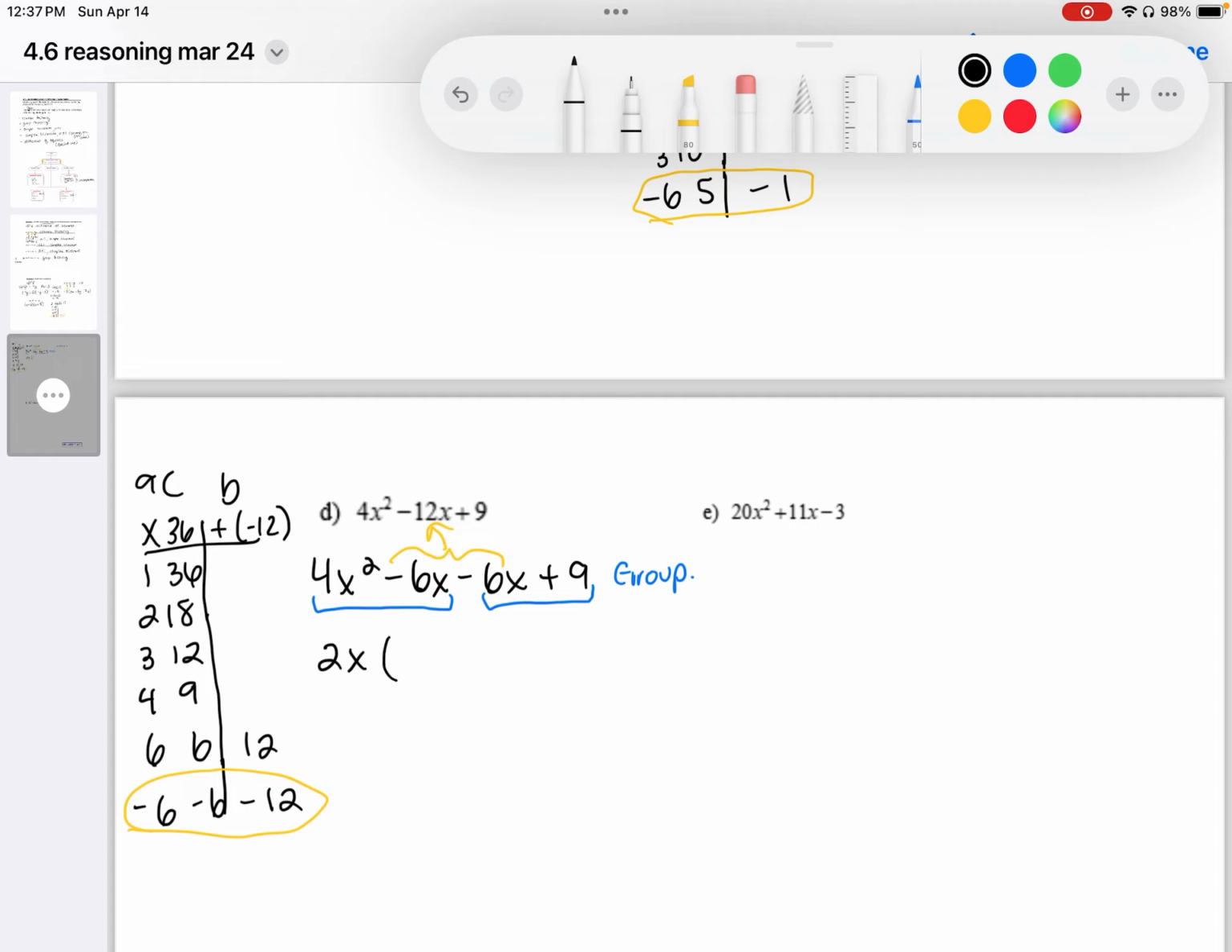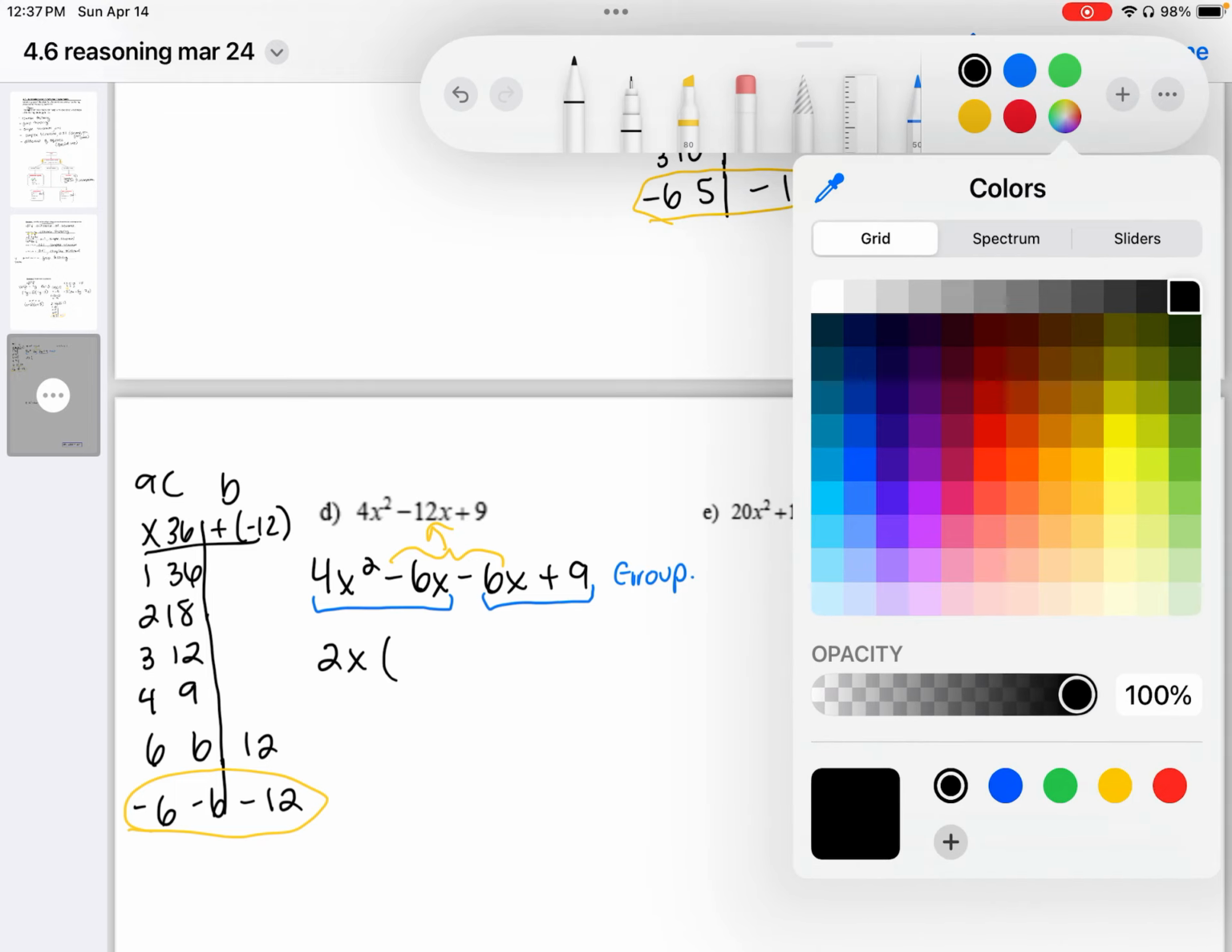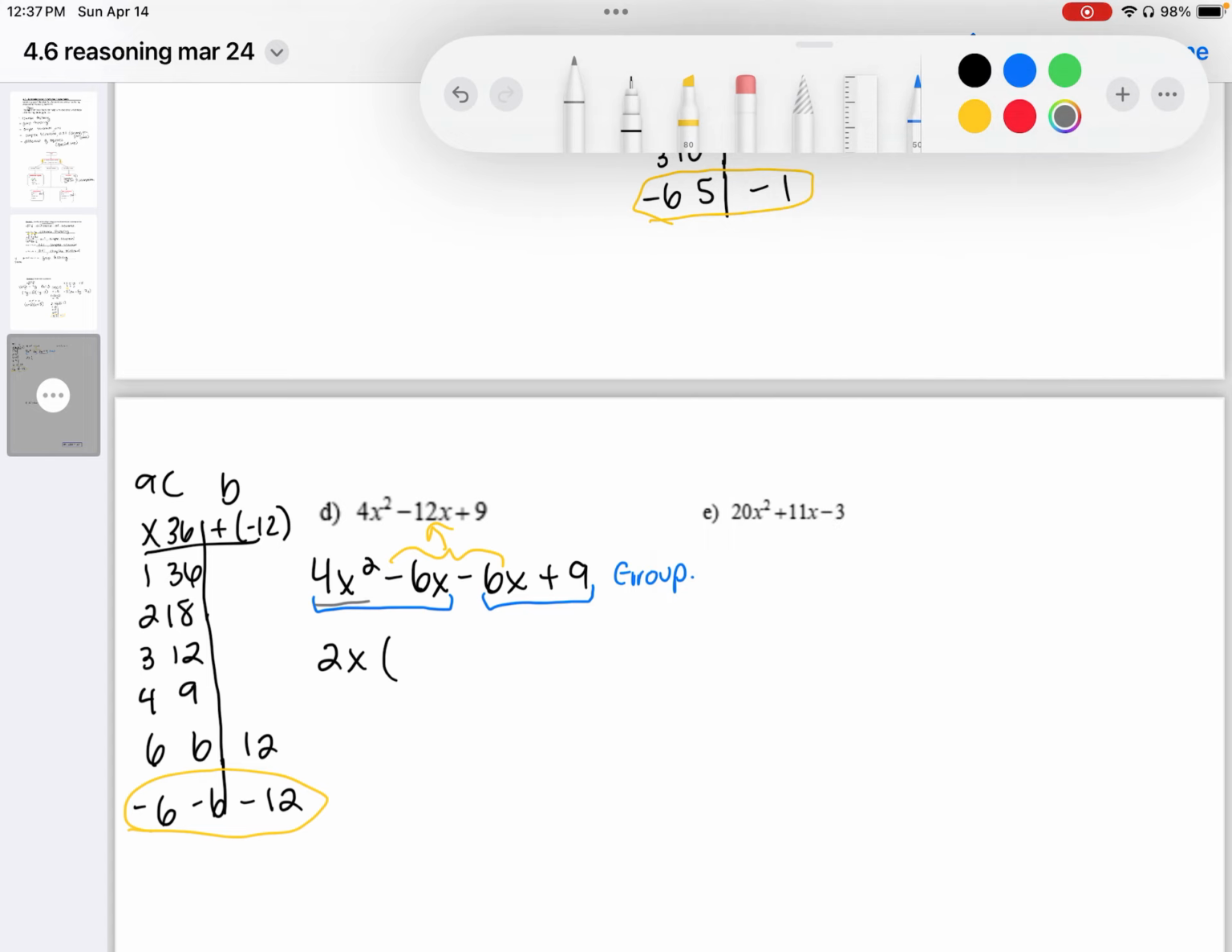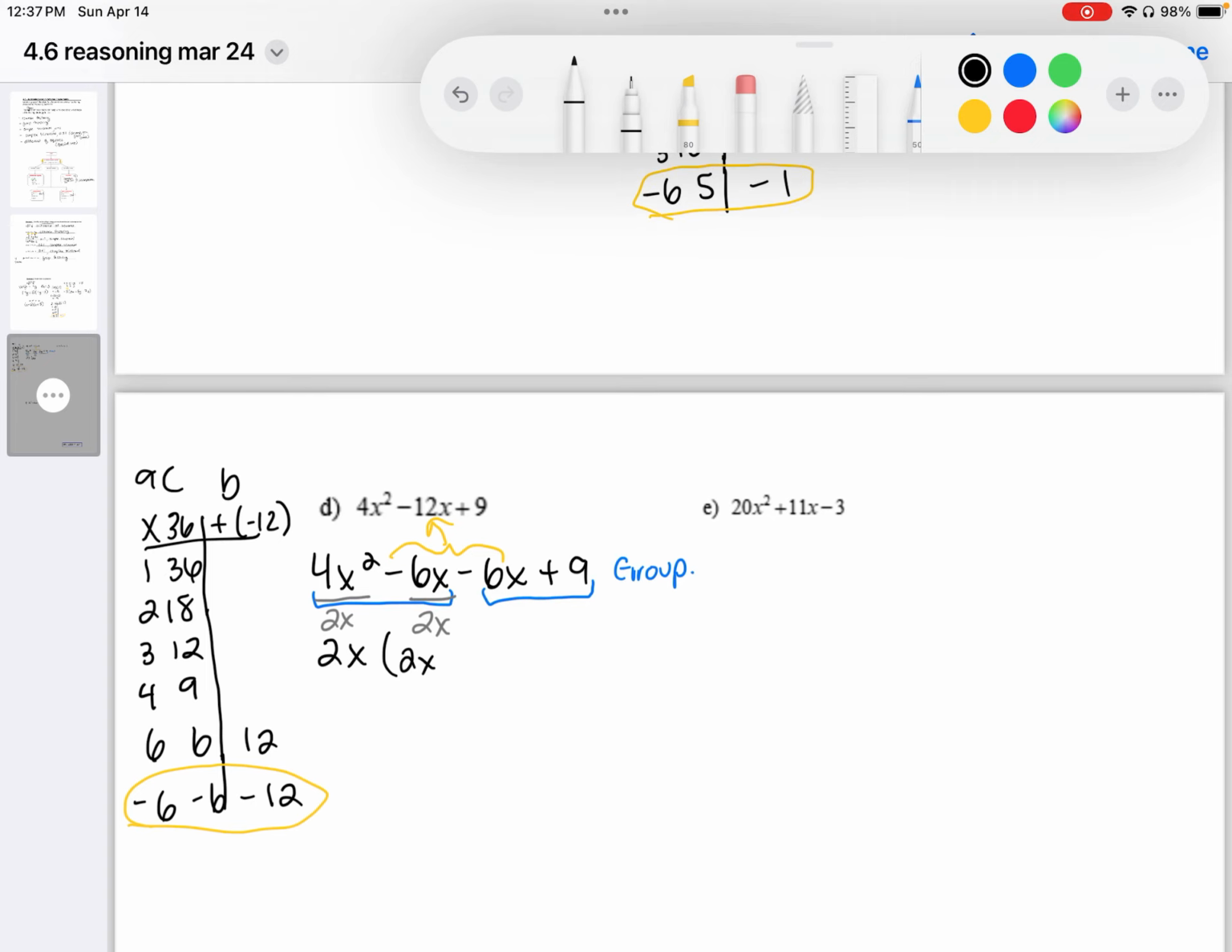And then when you divide, and if you like to show your work, let me see if I can get a lighter color. Okay, so we can show our work. If I divide by 2x, then I am left with 2x. 4x squared divided by 2x is 2x. Negative 6x divided by 2x is going to be negative 3. So that means that in my next terms, that is what I'm looking for inside the brackets.